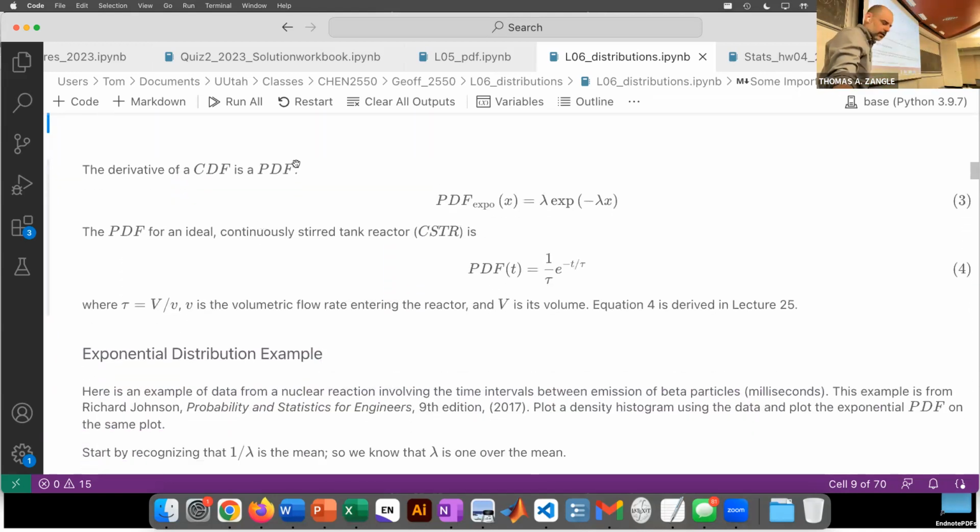So if we think of the CDF as the integral of the PDF, then we can reverse that, and we could also say that the derivative of a CDF is a PDF.